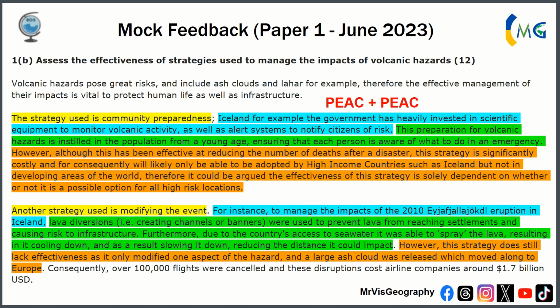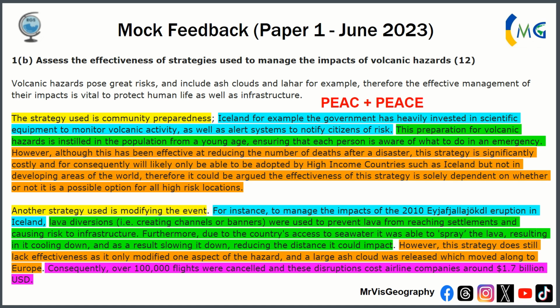and a large ash cloud was released, which moved along to Europe. Explanation: consequently, 100,000 flights were cancelled. These disruptions cost airline companies around $1.7 billion. Okay, so they explain why the counterpoint is valid.